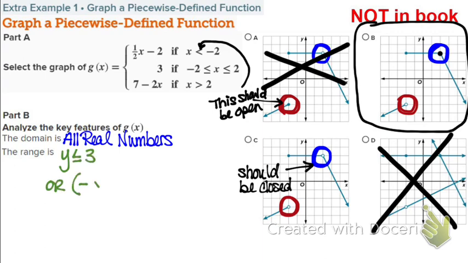Or if you wanted to do that using interval notation, from negative infinity, because it does go down, up to 3, and then it stops. All right. That's as far as I'm taking us today. We're going to continue talking about piecewise functions tomorrow, where we will talk about something called a step function.